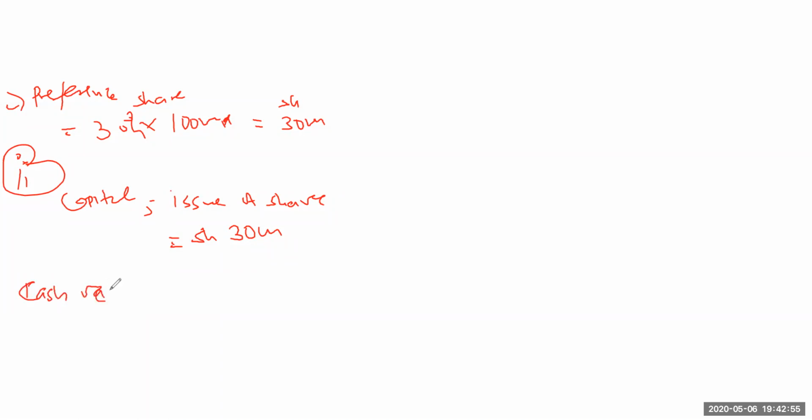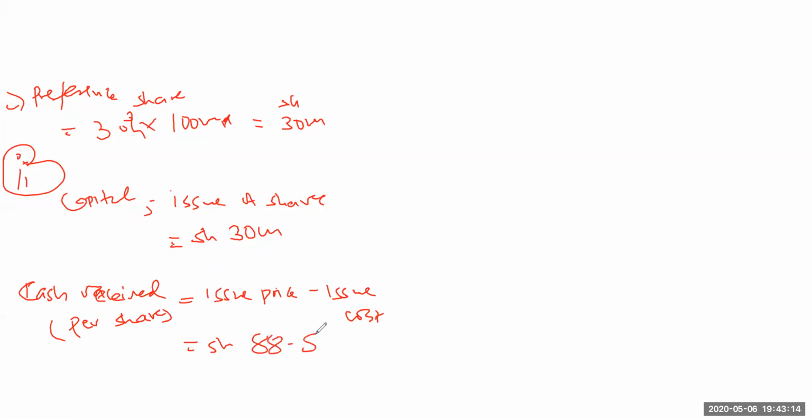The cash to be received per share issued is going to be equal to the issue price minus issue cost. The issue price, you'll be told, is equal to 88. The issue cost is equal to 8. That implies that the net amount of capital to be received from each share issued is equal to 80. Don't forget the total amount of money that we need is 30 million.